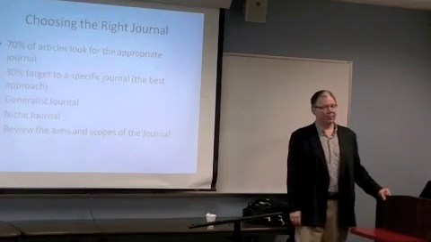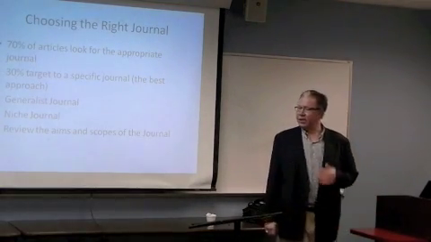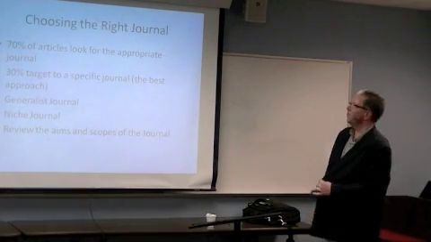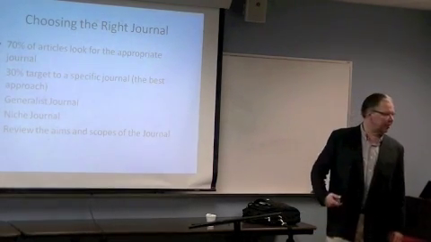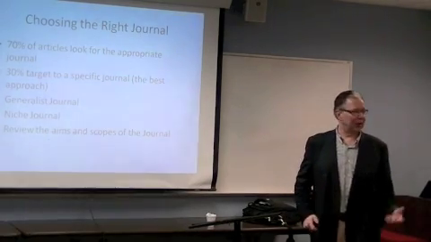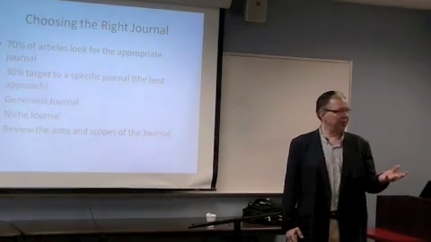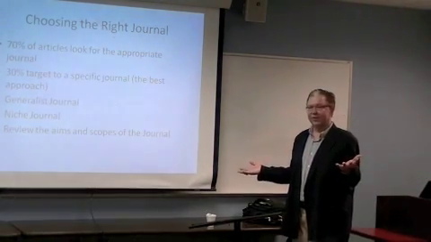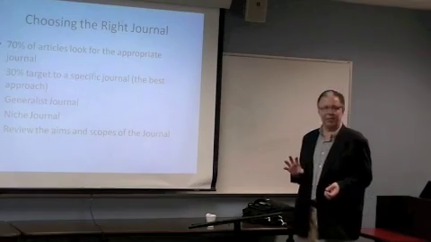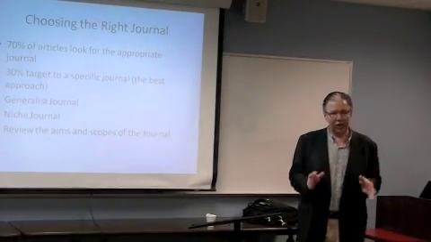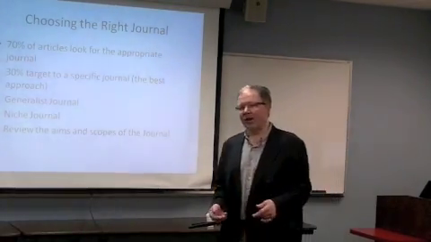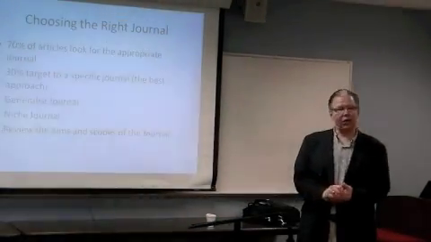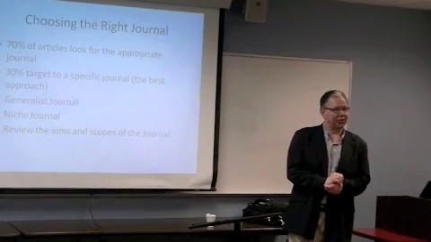Okay, so what's the right journal? What's interesting is 70% of authors look for an appropriate journal. You say, I'm going to look around to see which journal I like, or which journal fits with what I already wrote. I wrote this good paper, I want to adapt it and shift it and change it to publish. Interestingly, 30% of people target a journal. They look at what the journal writes about, what's its essence, and they look at the best approach to get published in this journal.